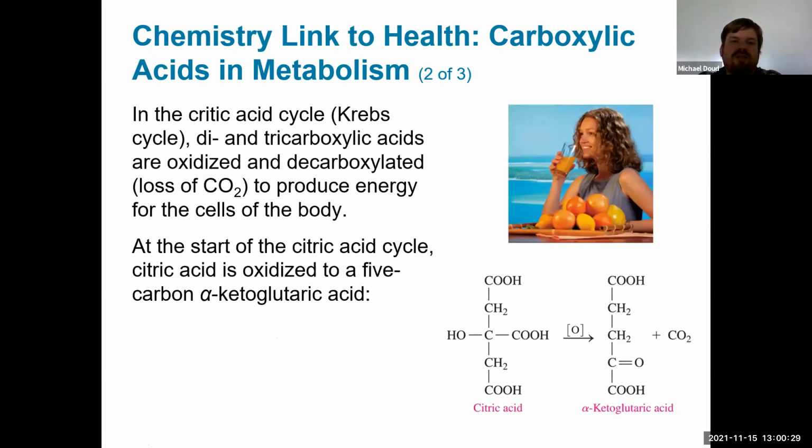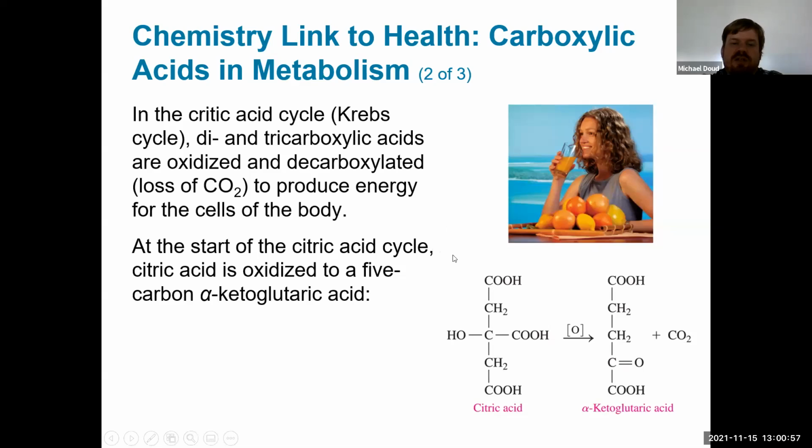Sorry, so we're going to talk a lot about this metabolism in the future. So this is like a little taste of what's going to come. In the citric acid cycle, which is better known as the Krebs cycle, we have di- and tricarboxylic acids, and these are decarboxylated. Basically what happens is you take off one part of the chain here by oxidizing it, and you slowly unzip the compound, unzipping the carbon-carbon bonds as you go along and releasing carbon dioxide.